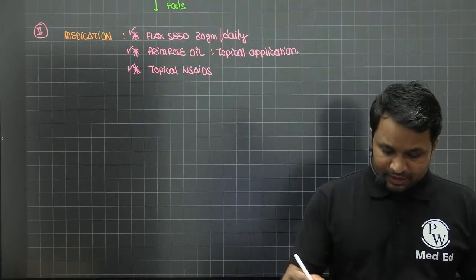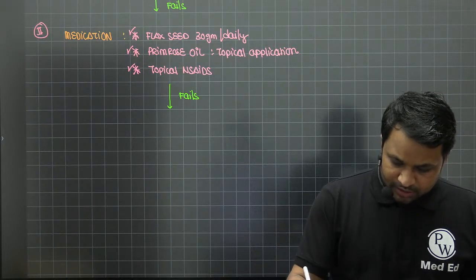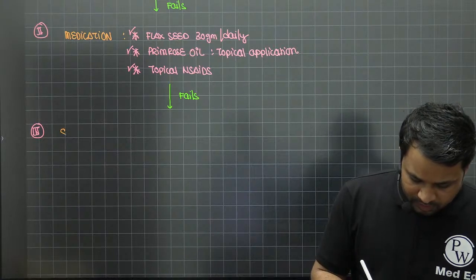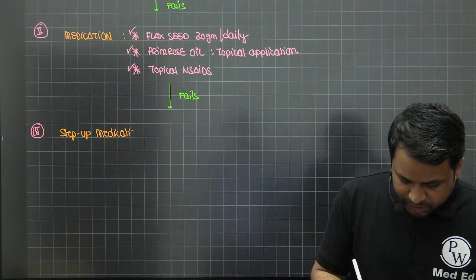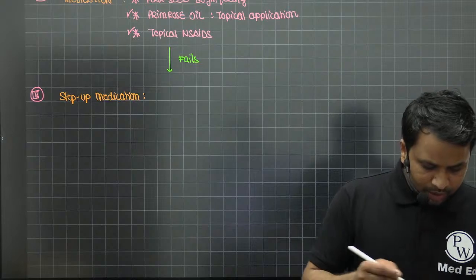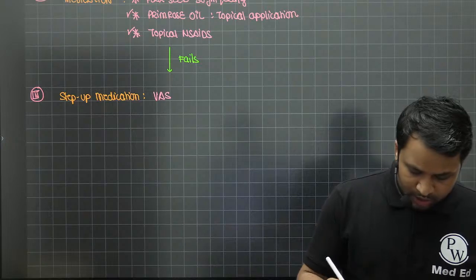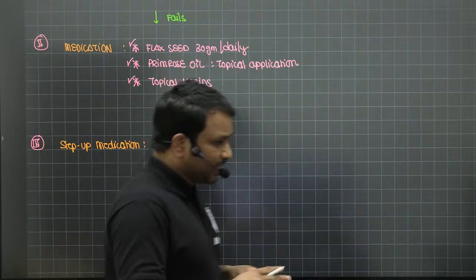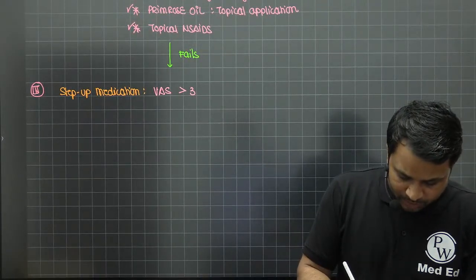Now, if this does not help, if this fails, then you enter phase 3. Phase 3 is step up medication. You take the patient for the step up medication. So in a step up medication, what are we going to consider? Remember here, if the VAS score is more than 3 after going through the medication phase, you have started the patient on medication, but the VAS score is persistently more than 3, then you would consider the step up medication.